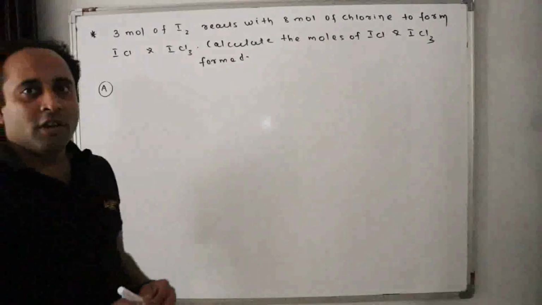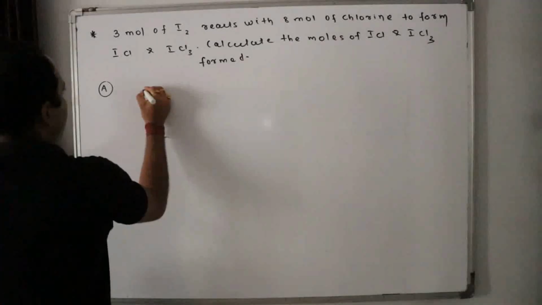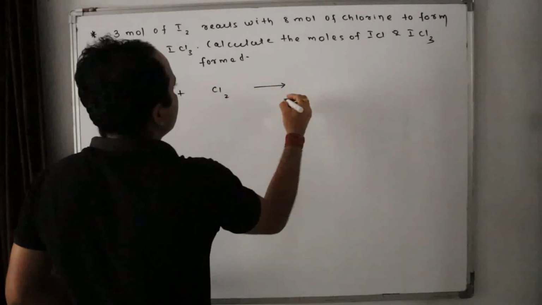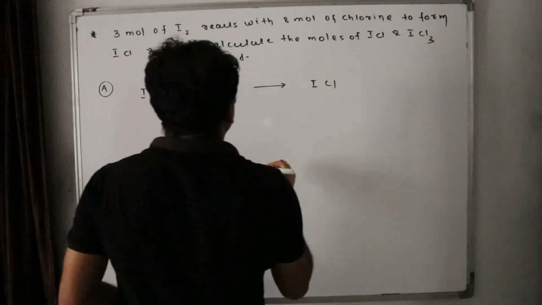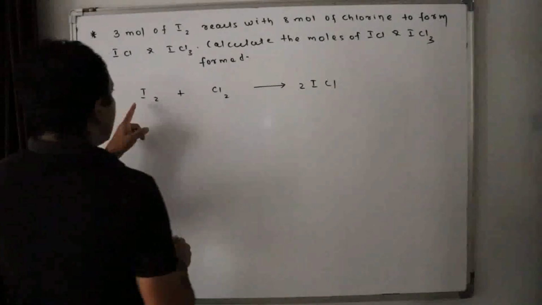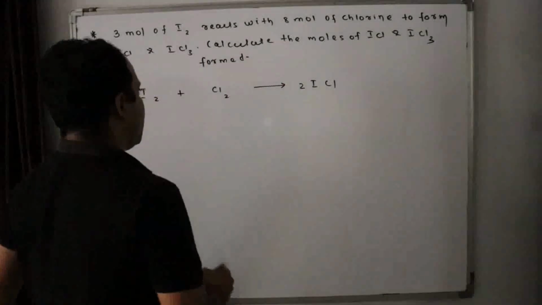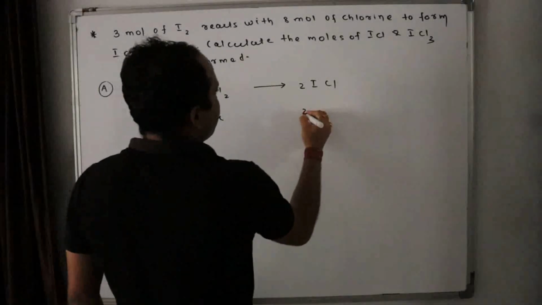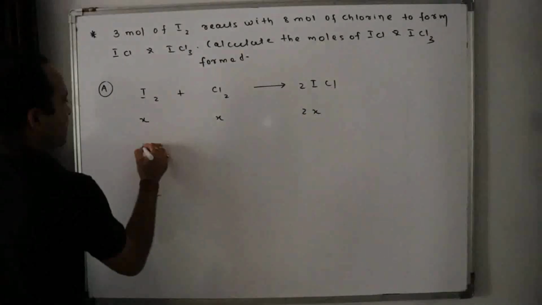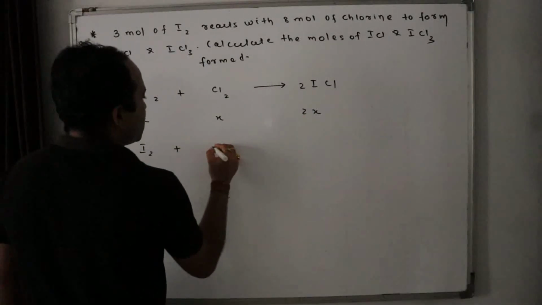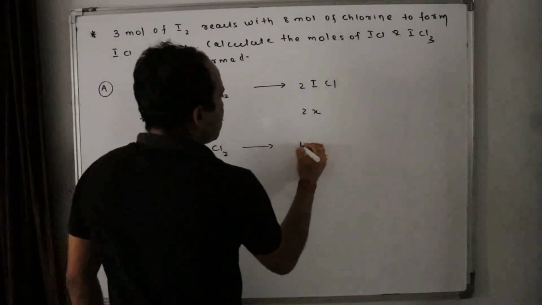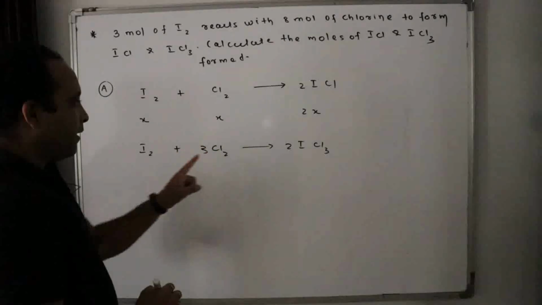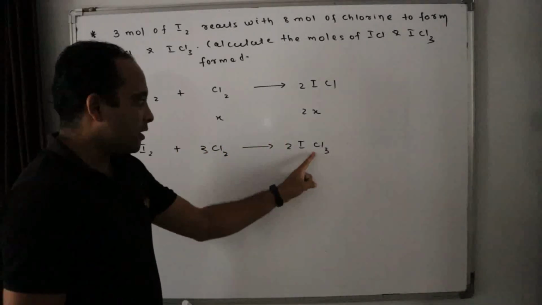The first thing I will do is to write the equation. Iodine plus chlorine gives ICl. If I go for balancing, I2 plus Cl2 gives 2ICl. Now, if X mole of iodine requires X mole of chlorine, it gives 2X mole of ICl. Next equation, I2 plus Cl2 gives ICl3. How can I balance? 2, 3. Now, 2 iodine, 3 Cl2 to make 6 chlorine.